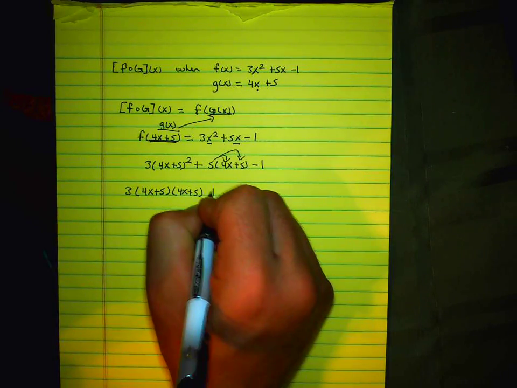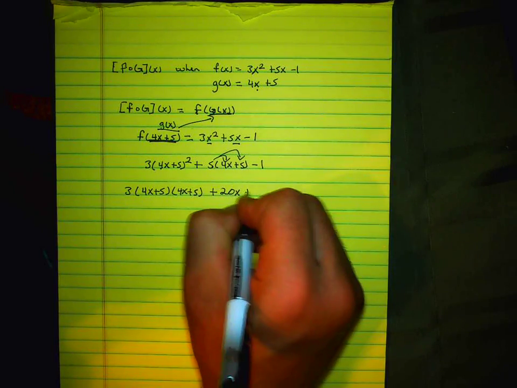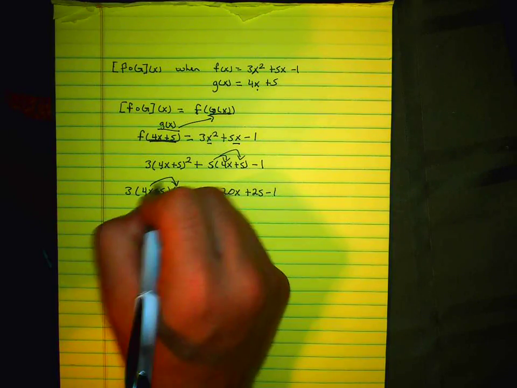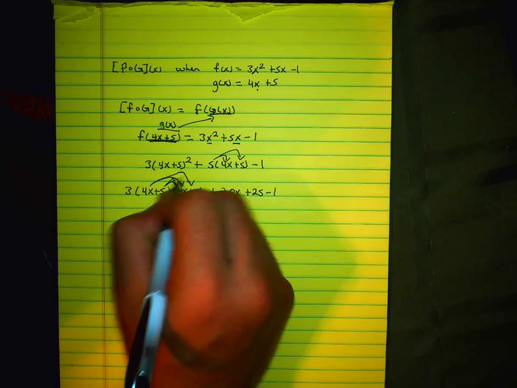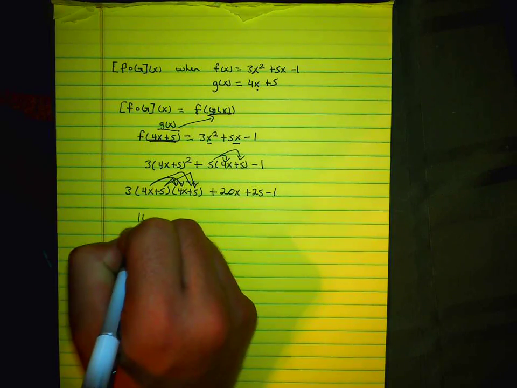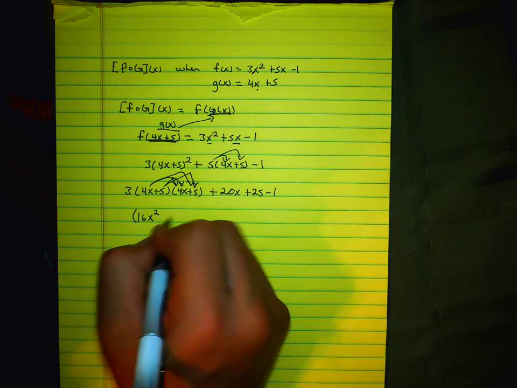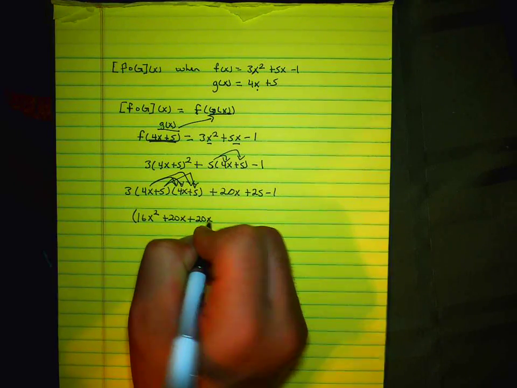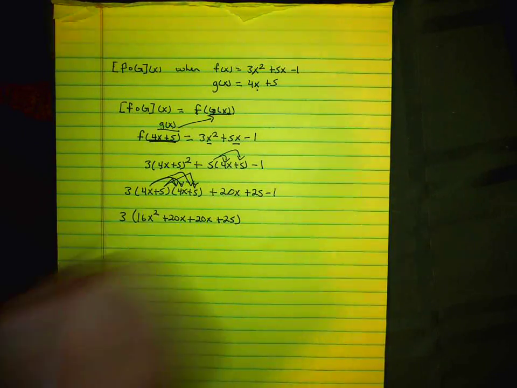Go ahead and work this out. And that's going to be 20x plus 25 minus 1. So we're going to go ahead and FOIL here. 4x times 4x, 4x times 5, then 5 times 4x, and again 5 times 5. So 4 times 4x is going to give me 16x squared, and then I'm going to get plus 20x a second time, plus 25.